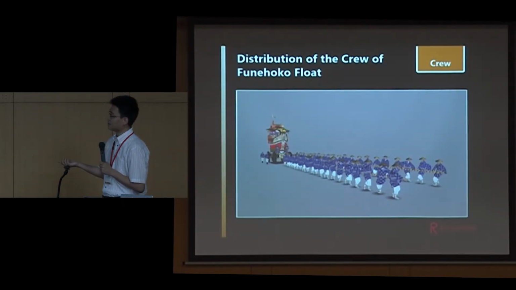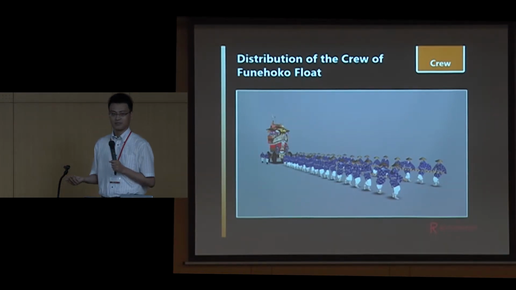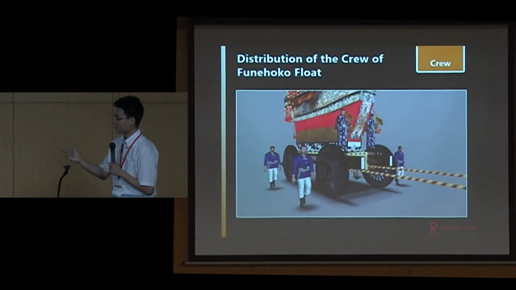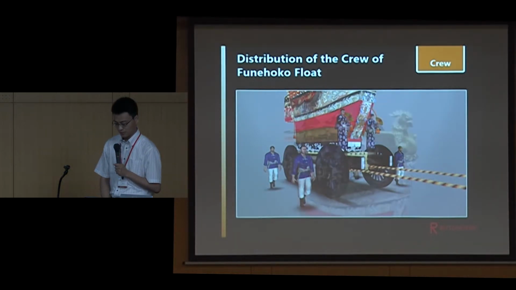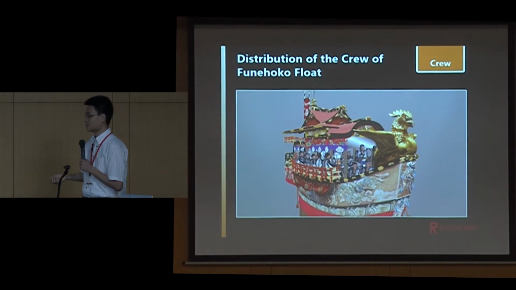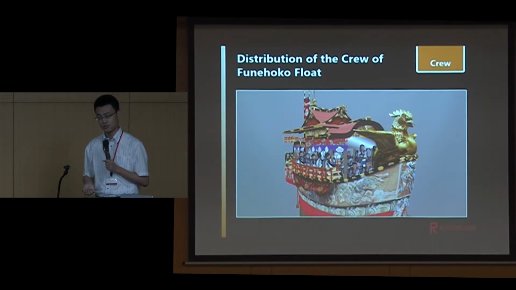So this is the distribution of the crew of the Funehoko float. Funehoko is a very special float. It's like a boat-shaped float. So we can see in front of the float, there are a lot of people pulling the float forward. They are Hikikata and Kurumakata. And the directors, the Ondotori. Above the float, there's a platform called the Hayashibutai. So a lot of musicians will play music and traditional Japanese instruments up there.